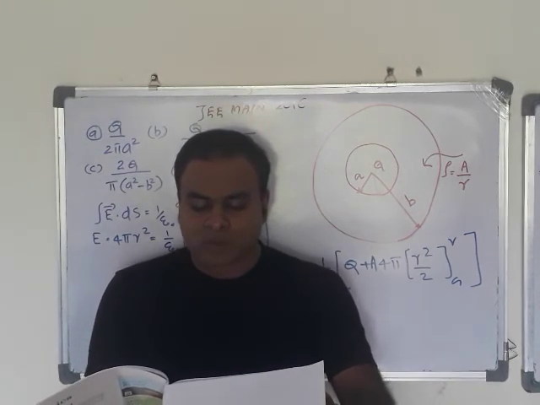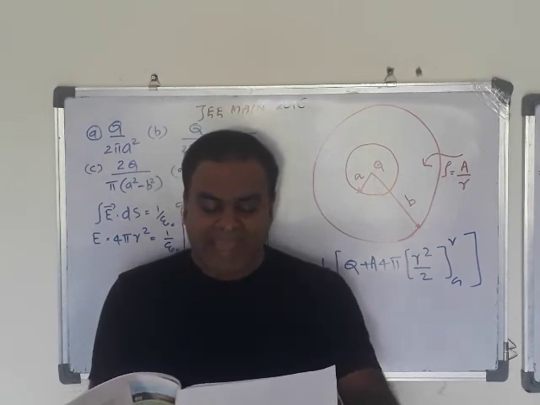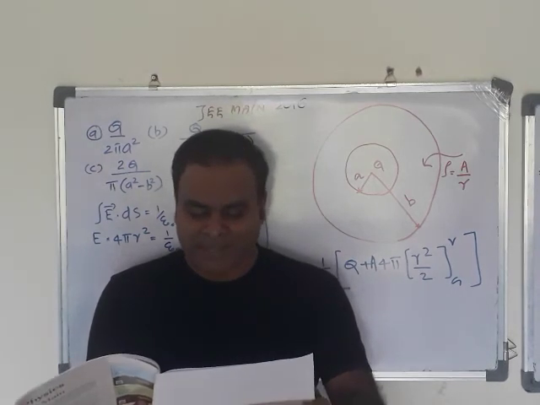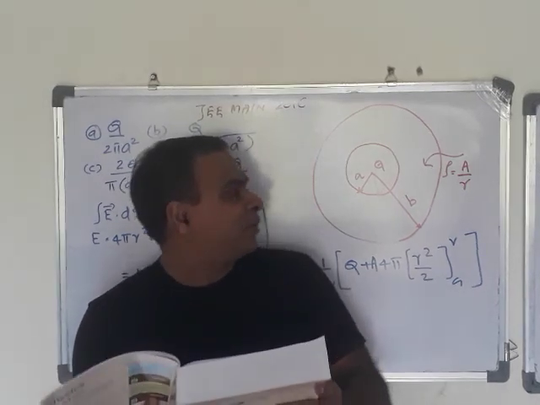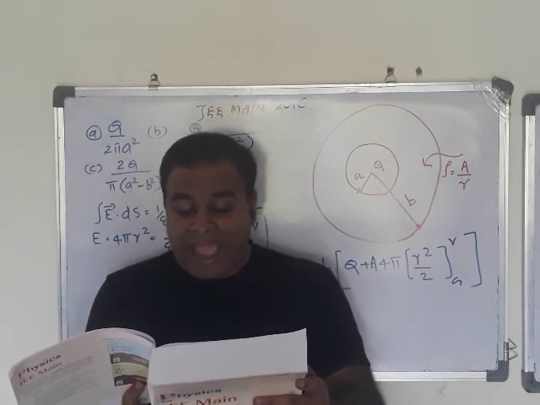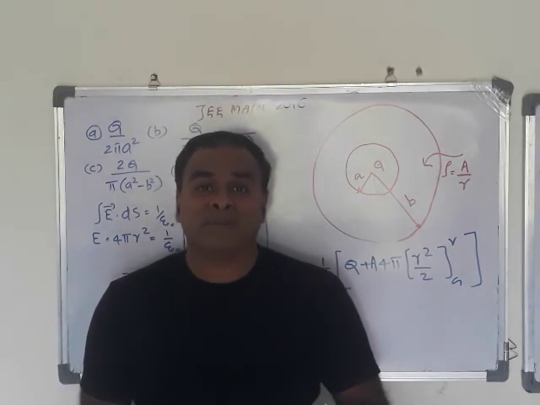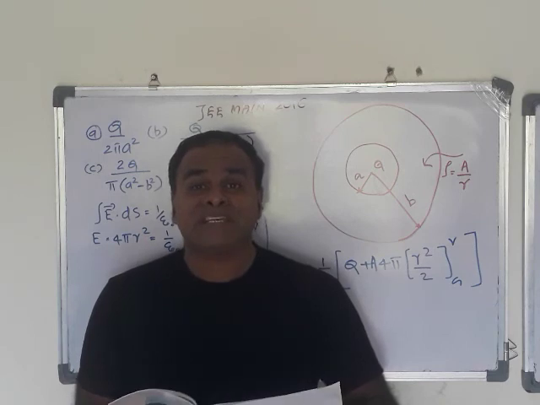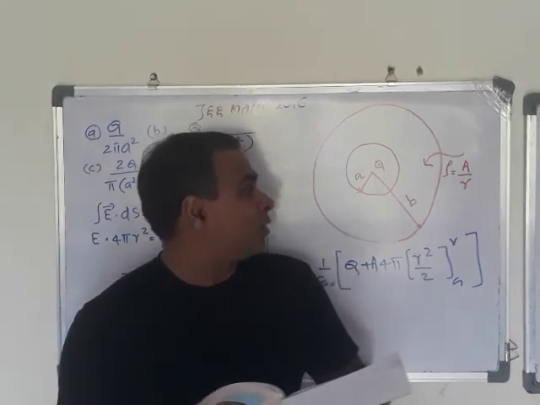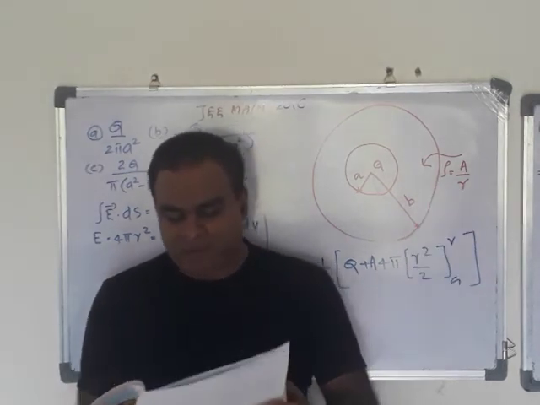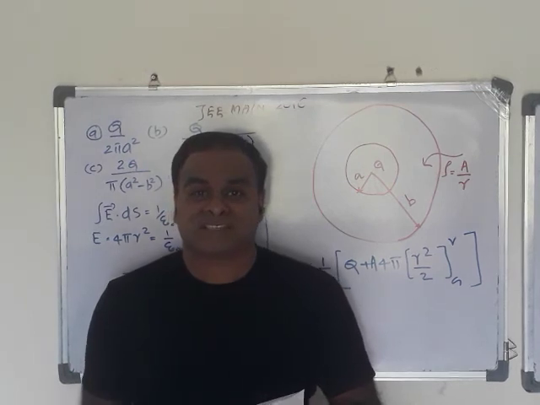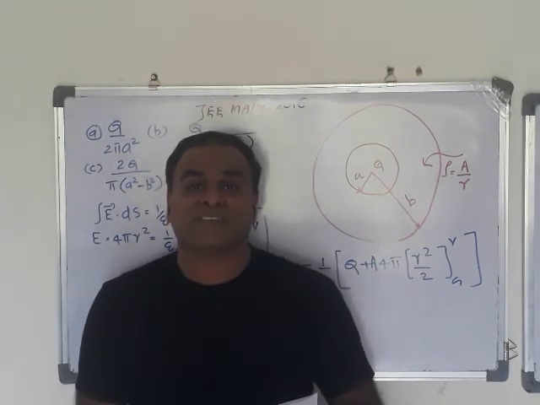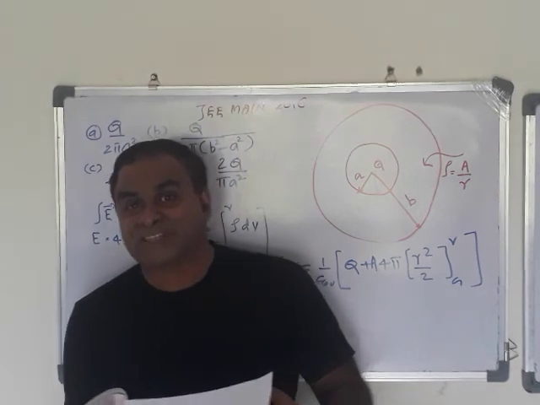The region between two concentric spheres of radii A and b, respectively, as shown in the figure, has volume charge density rho equal to capital A by small r. One important thing: A is a constant, and r is the distance from the center.